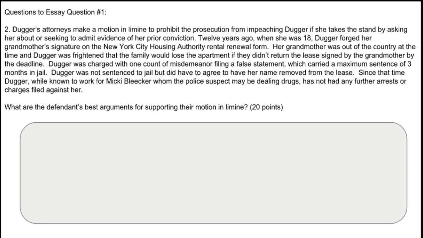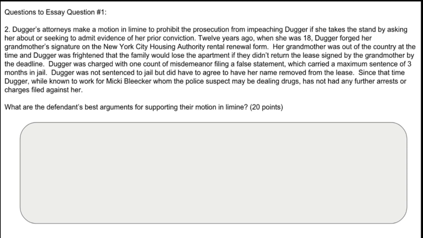Question 2, it says, Duggar's attorney makes a motion in limine to prohibit the prosecution from impeaching Duggar if she takes the stand by asking her about or seeking to admit evidence of her prior conviction. Okay, so we have evidence of the prior conviction. 12 years ago, when she was 18, Duggar forged her grandmother's signature on the New York City Housing Authority rental renewal form. Her grandmother was out of the country at the time, and Duggar was frightened that the family would lose their home if they didn't return the lease signed by the grandmother by the deadline.